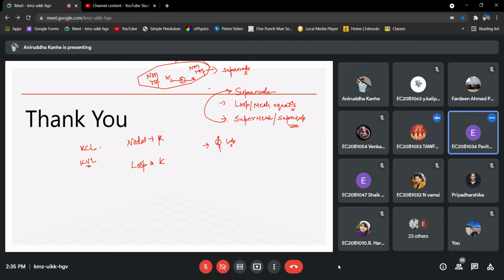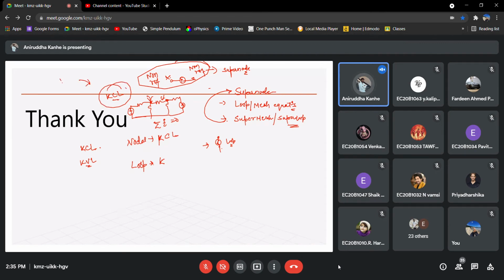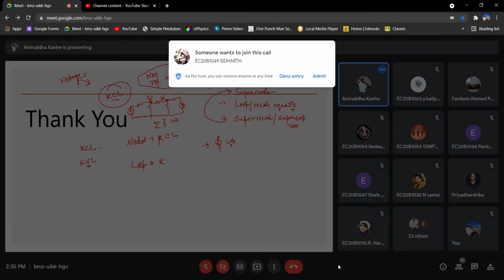KCL, sir. Nodal is KCL. It is summation of current. If you are having something like this, when you are writing for these two nodes, essentially you are writing the KCL equations. But KCL in terms of voltage and resistance. So even though you are writing the current law, you are expressing it in terms of voltage and resistance.